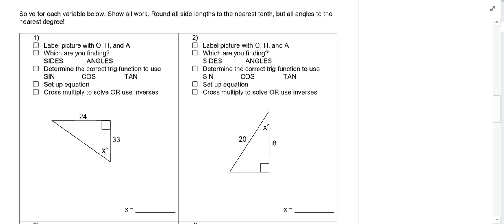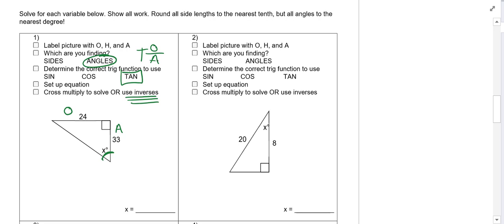So every single trig problem, you start the same way. You look at your reference angle and you label your picture with your O, H, and A. I know my two sides are my opposite and adjacent side. I'm finding an angle, so that means I know I'm going to have to use inverses. Angles and inverses go together. Sides and cross multiplication go together. This is again an example of tangent, because again I'm using TOA.